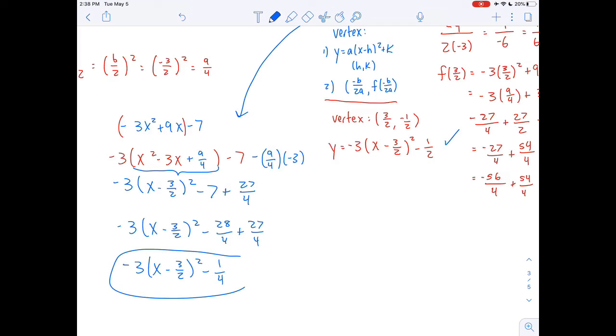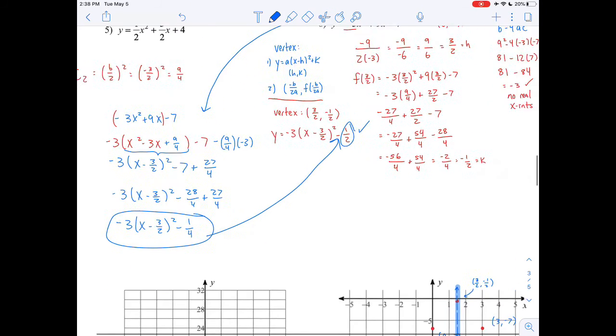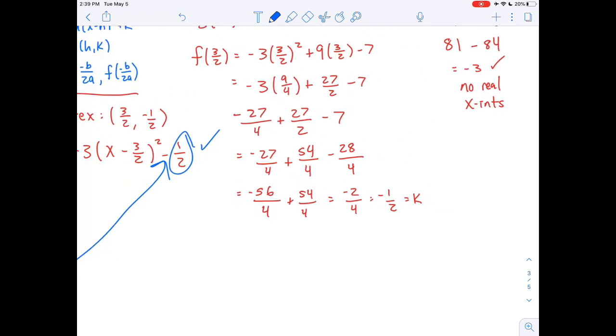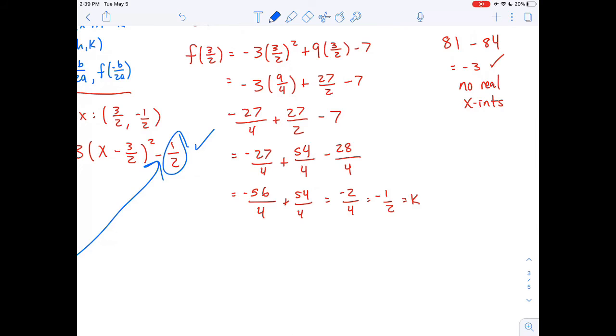Does that match what we've got earlier? No, it doesn't, because we have a k value of 1/2. Let's see if Mr. Chacon was off in his math anywhere. So this is always a good way to double check your work.